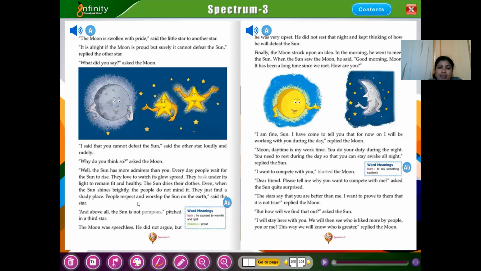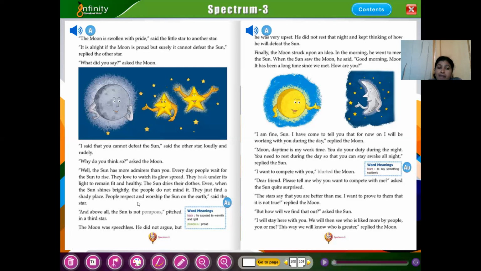So the people are always waiting for the sun to rise because they love its brightness and the glow of its spreading light. They bask under its light to remain fit and healthy. Because of their health and fitness, they want the light of the sun. The sun also dries their clothes. Even when the sun is very hot, the people will not mind. Simply, they will find shady places.